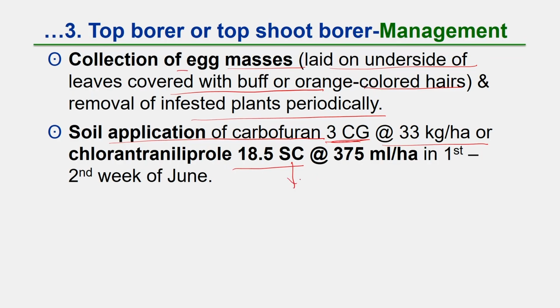SC is your soluble concentrate, at the rate of 375 ml per hectare in first to second week of June. So, either of these two insecticides can be used to control this pest. One can be sprayed and other can be used as granules.